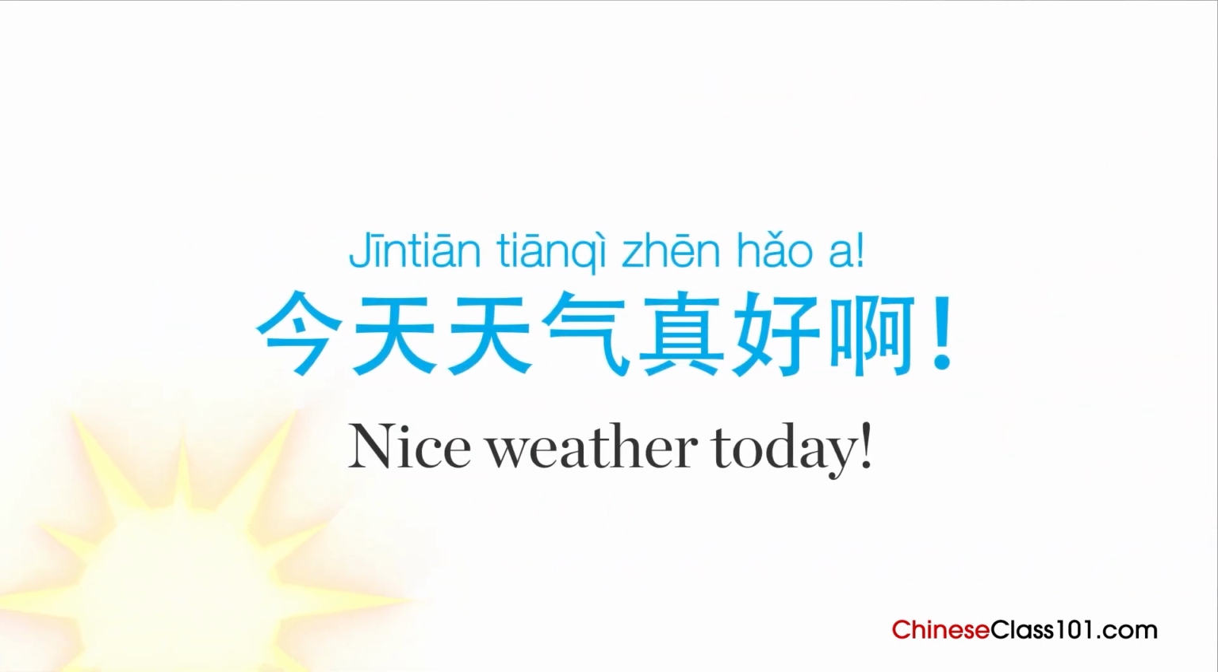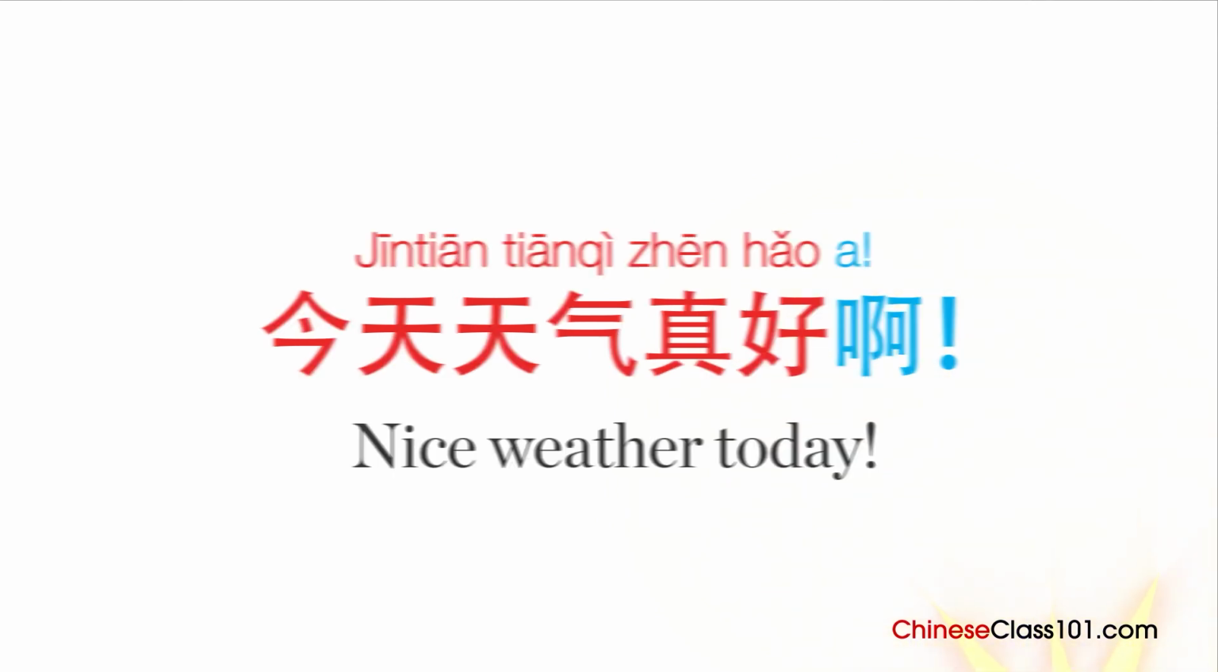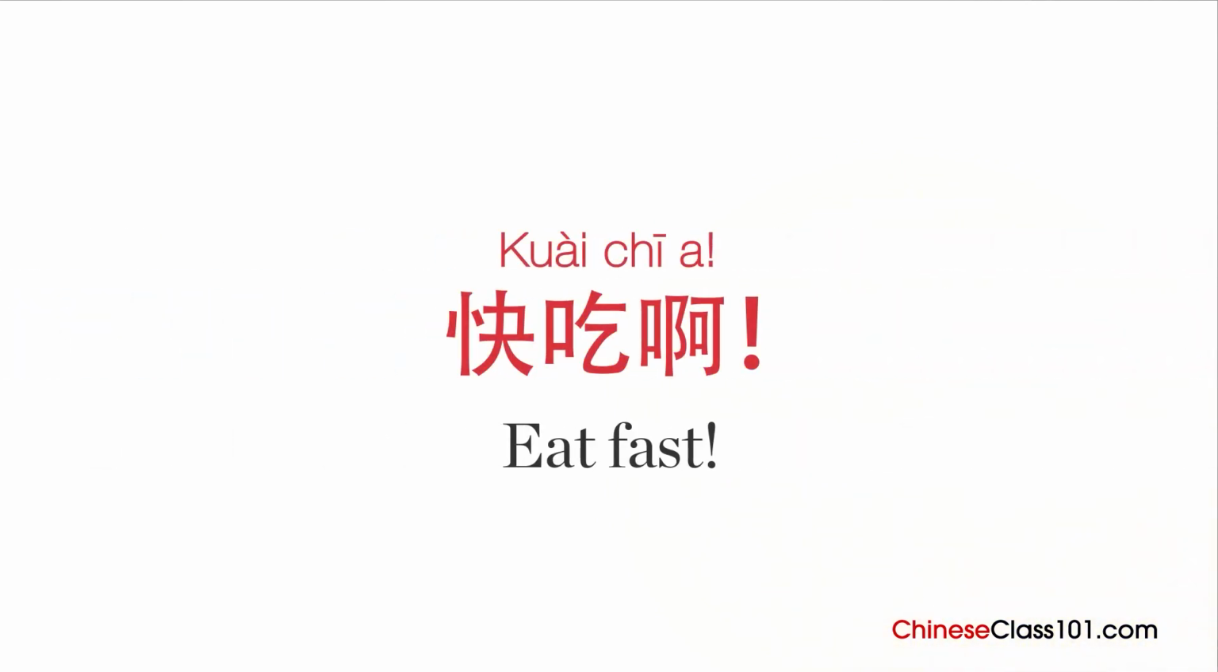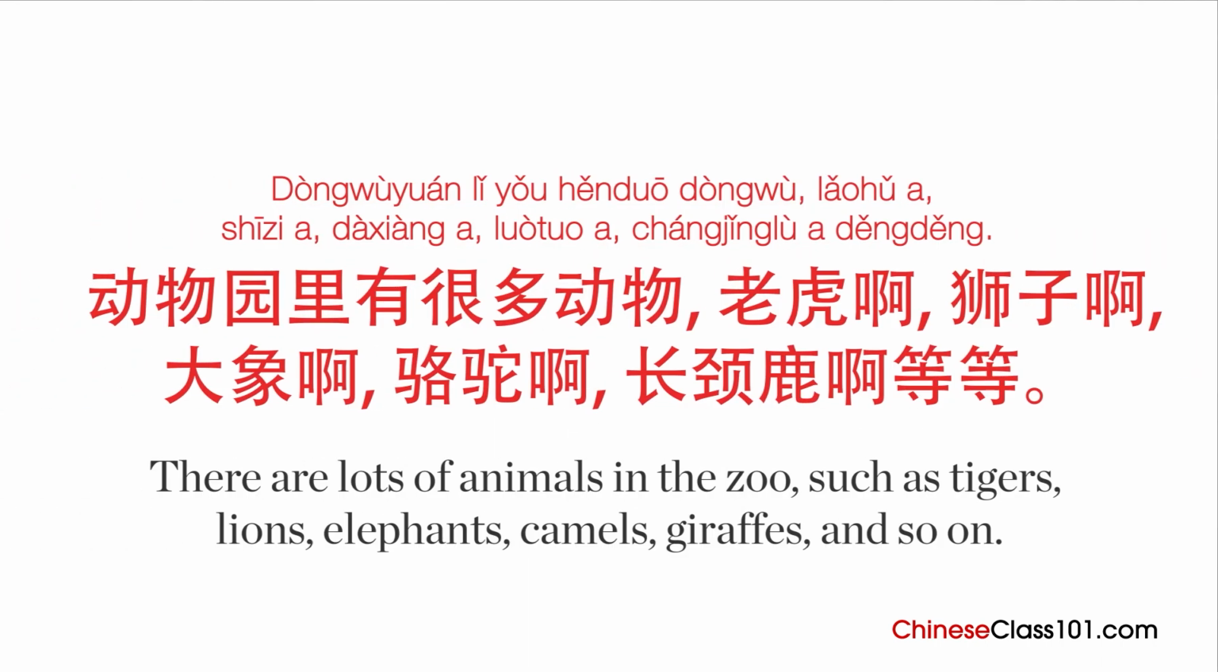今天天气真好啊。It's an exclamation. We use 啊 to emphasize the fact that the weather is really very nice. 快吃啊 is an imperative. You will often hear parents say that to their kids to make them hurry up and eat their food. Here's another example of how to use 啊.